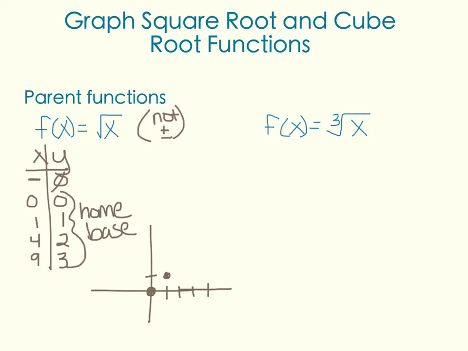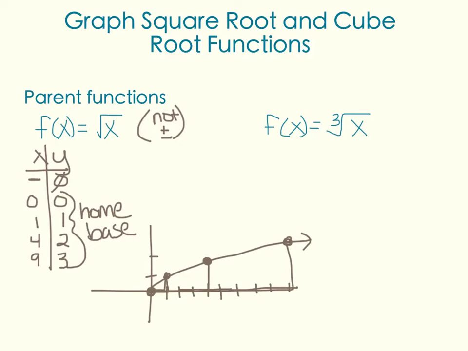If you know the relationship between having (0, 0), (1, 1), (4, 2), and then going over to (9, 3), that relationship of going over 1 up 1, then over 3 up 2, and then over 5 and up 3, you can keep that the same as you do your translations.